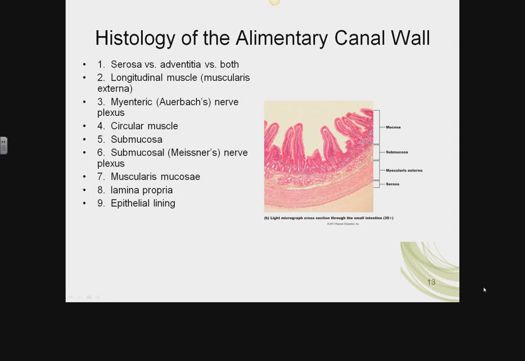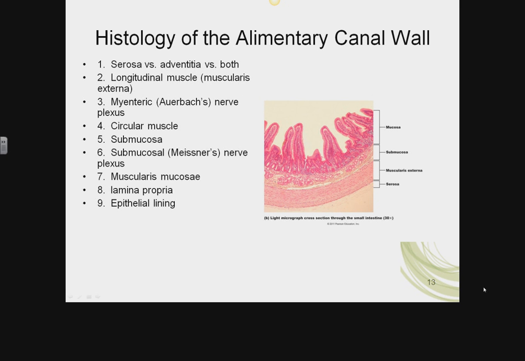Intraperitoneal organs have a serosa because they are completely surrounded by the visceral peritoneum, of course. Retroperitoneal organs primarily have an adventitia because these organs are only partially covered by visceral peritoneum. For example, the ascending colon, which is retroperitoneal, has an adventitia, whereas the stomach, which is intraperitoneal, has a serosa.